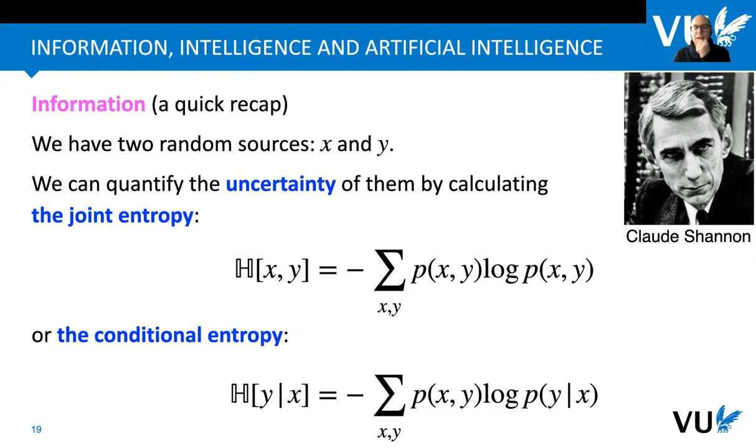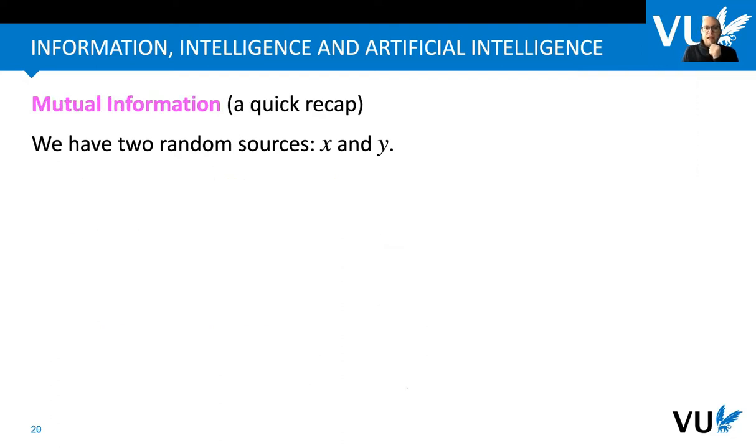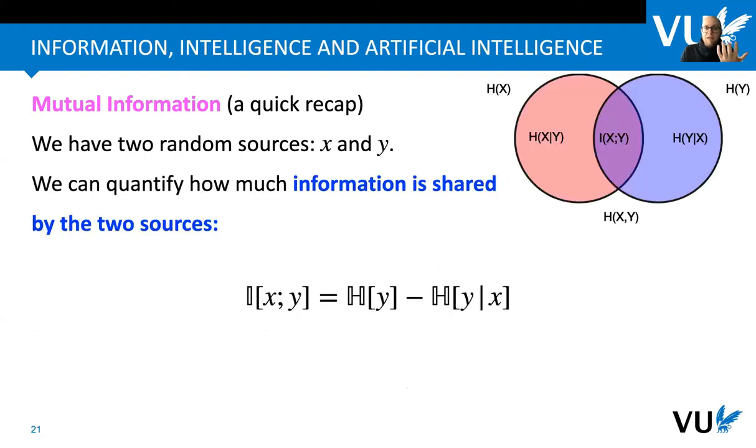All right, that's fine. But this joint entropy only covers one aspect of reality, let's say. This is how messy these two random variables are when appearing together. But can we say something about what is shared between these two random variables? And here mutual information comes into the game, because mutual information tells us how much information is shared by the two sources. So here, this is a very nice diagram. We have this shared information between two random variables.